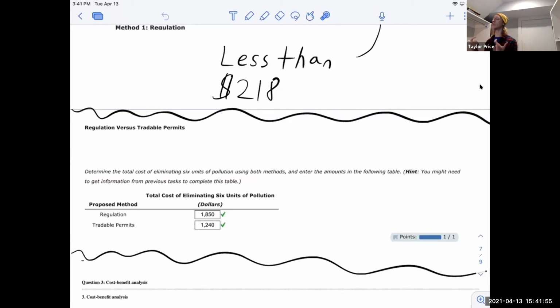That's kind of the point: to understand that economists generally prefer tradable permits or taxes to some sort of regulation. That's just the general thing that economists tend to prefer, because it can be cheaper to get the same amount of pollution reduction.